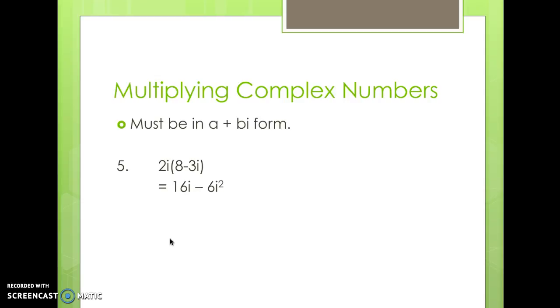So when we take 2i times 8, we're going to get 16i. And when we take 2i times -3i, we're going to get -6i squared. As from earlier videos, we know that i squared equals -1. And when we take that times -6, we're going to get positive 6. So, since we have a positive 6, we're going to put that as our a, in front, and it's going to be 6 plus 16i.